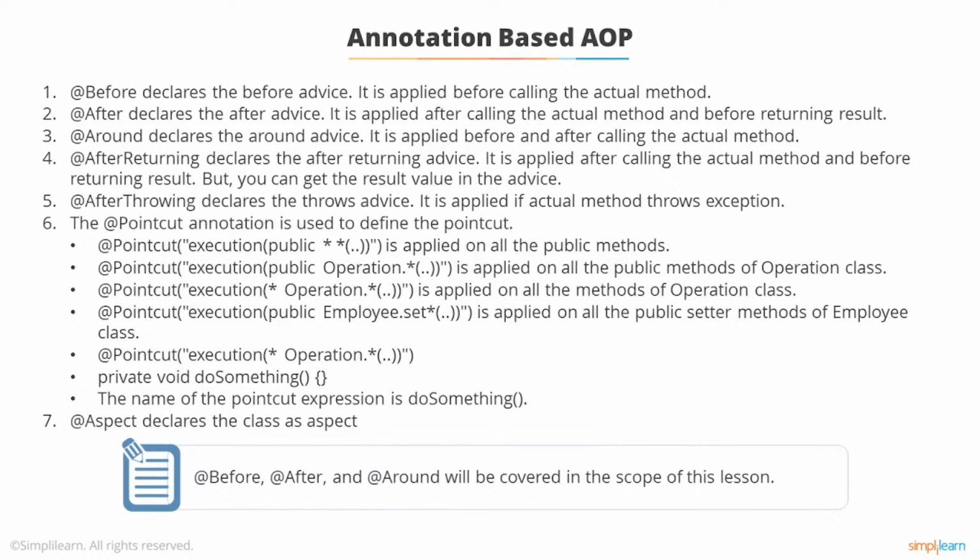Here are the steps. For annotation with AspectJ AOP, we have @Before annotation applied before calling the actual method, @After applied after calling the actual method, @Around applied before and after the calling method, @AfterReturning applied after calling the actual method and before returning the result, @AfterThrowing applied if the actual method throws an exception, @Pointcut is used to define your pointcut, and in its various forms, it can be applied on all public methods or on all public methods of the operation class or on all the methods of the operation class, etc. And @Aspect declares the class as an aspect.